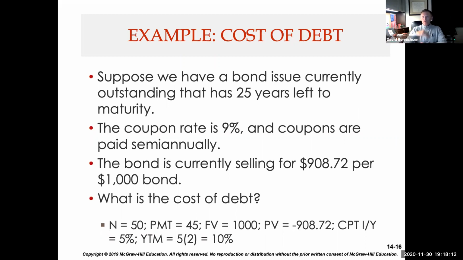So suppose we've got a bond, it's currently outstanding, 25 years to maturity. It's got a coupon of 9%. Coupons are semi-annual. Bond is selling at a discount, 908.72. What's the cost of the debt? All right, so how do we go about calculating what the cost of the debt is?